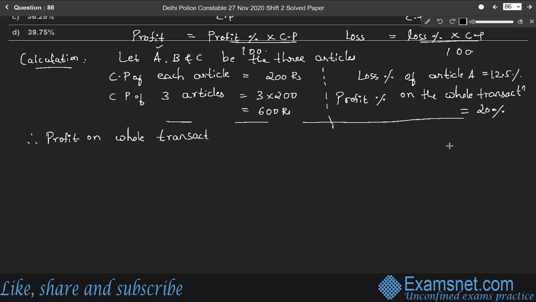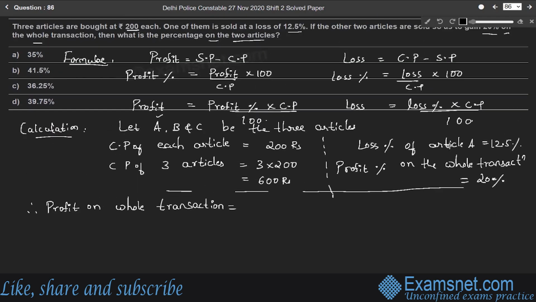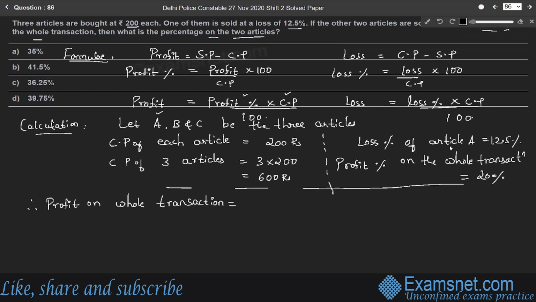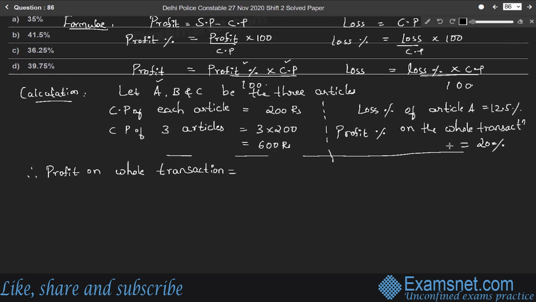Now the actual calculation part comes. Profit on the whole transaction is equal to, here the profit percentage is given, cost price is given. So according to the formula, if profit percentage and cost price are given, profit becomes profit percentage, which is 20, into cost price, 600, divided by 100. Therefore, profit on the whole transaction is 120 rupees.